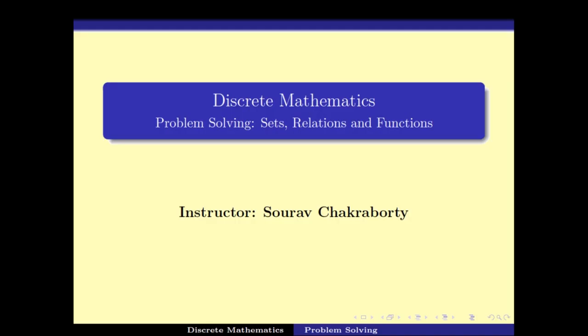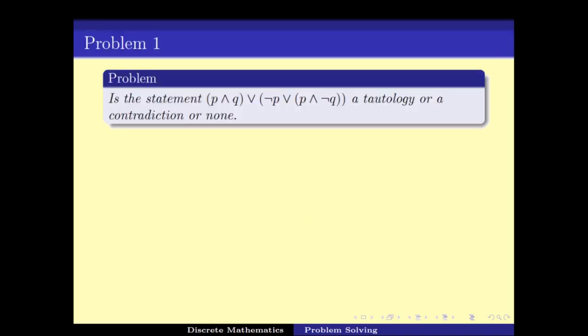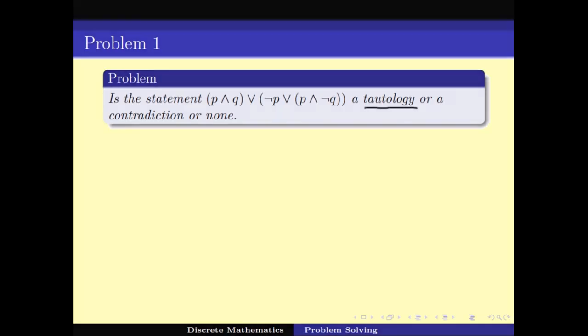Now let's start with the first problem. The problem says: is the statement (P and Q) or not P, and P or (P and not Q), a tautology or a contradiction or none? Now what's a tautology? A tautology basically means that it is always true.